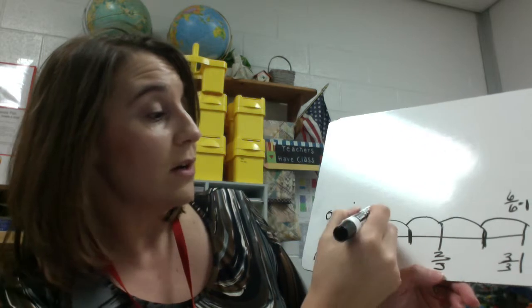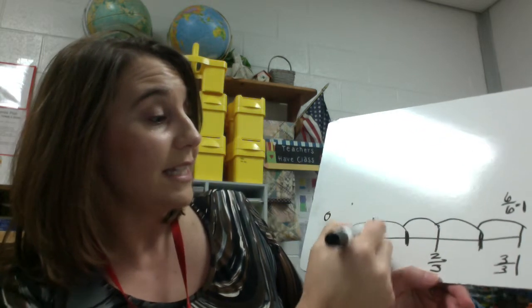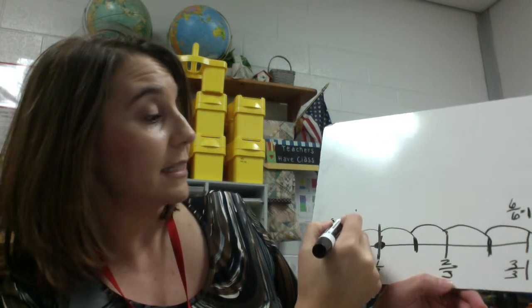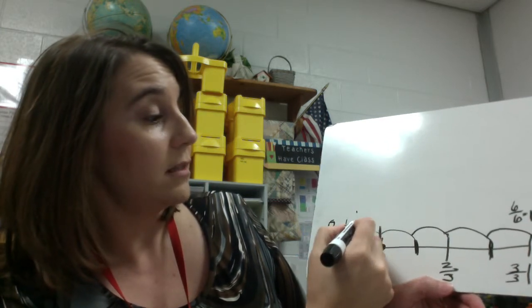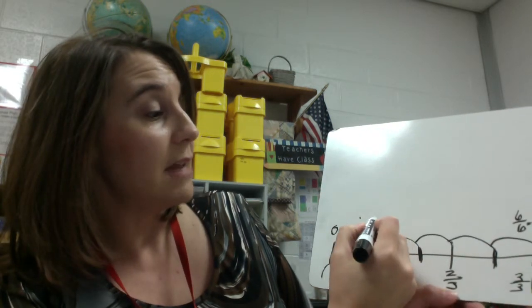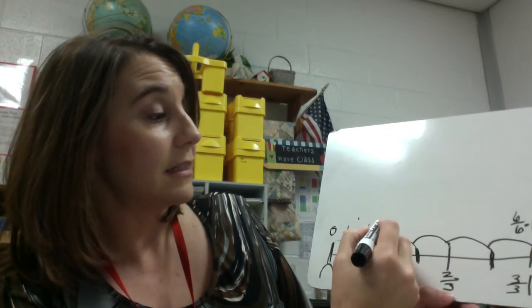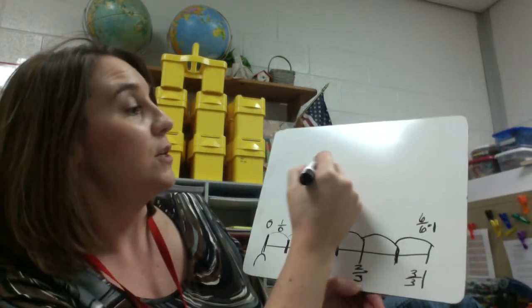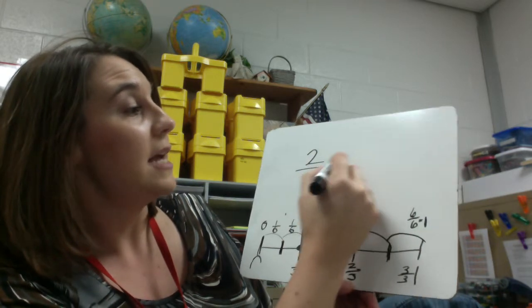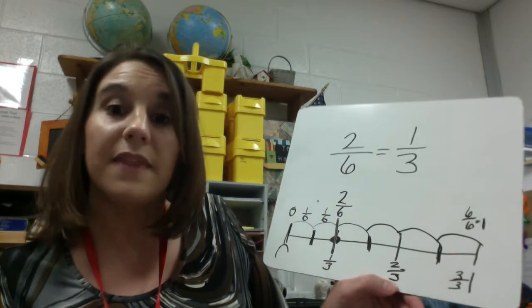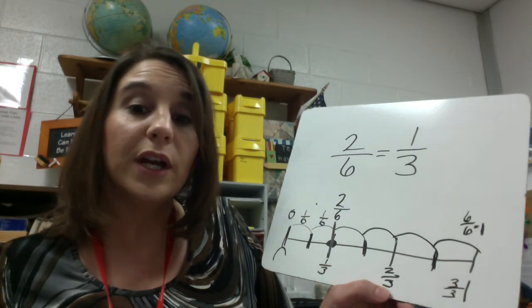1/3 was right here. 1/3 is the same point on the number line as how many sixths? Remember, here was 1/6, here was 1/6. So 1/3 is the same as how many sixths? 2/6. 2/6 is equivalent to 1/3. They are equal or equivalent fractions.